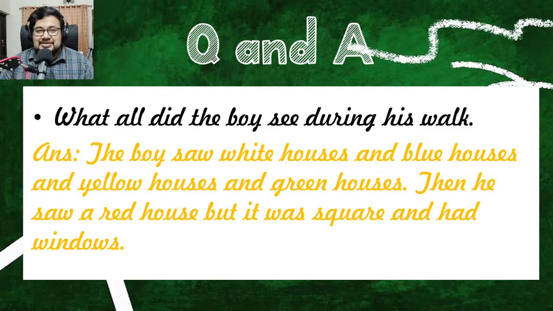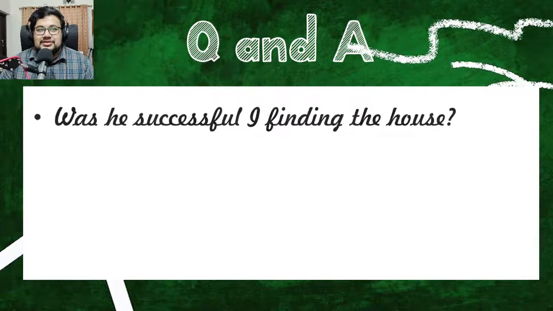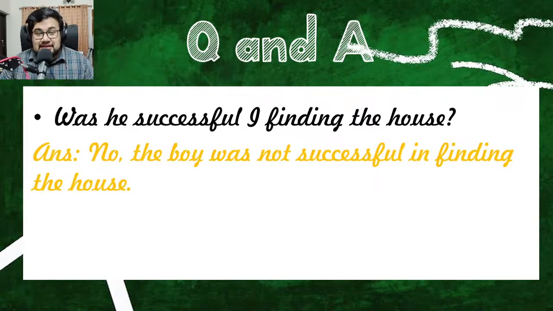We'll see, won't we? The next question is, was he successful in finding the house? Great. The answer is no. The boy was not successful in finding the house. The red house that he had seen earlier, did it match the description? No, it was square and had windows too and a door. And if it had a star, the boy was not able to make out.